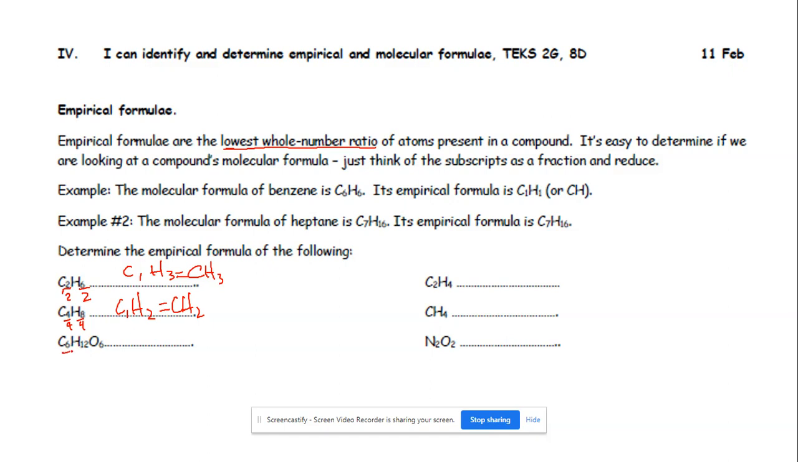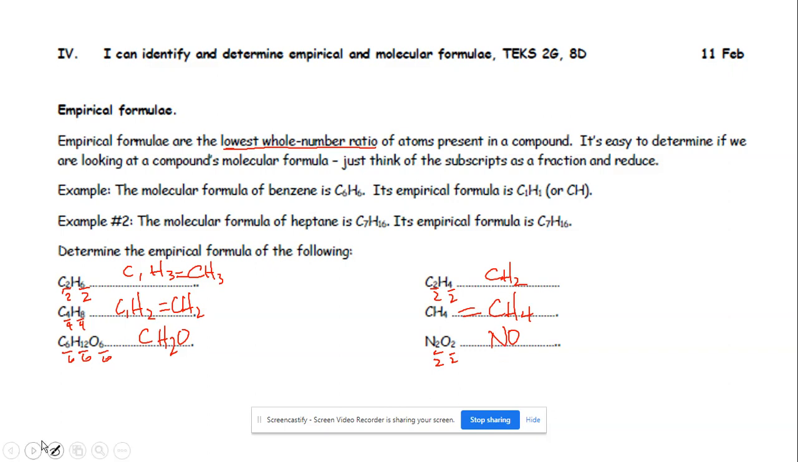6, 12, and 6, I can divide everything by 6. And we end up with C1H2O1. 2 and 4, I can divide those both by 2. We end up with C1H2. 1 and 4, I can only divide those by 1. So here, the empirical formula is the same as the molecular formula. N2O2, I can divide those both by 2, and I get N1O1, or simply NO.